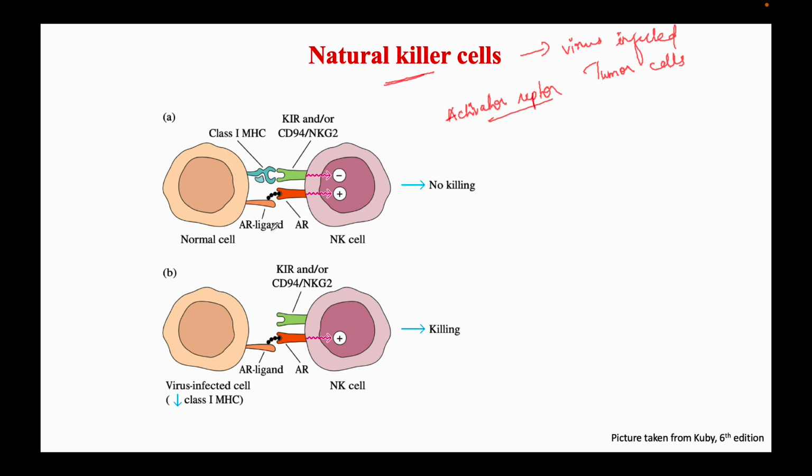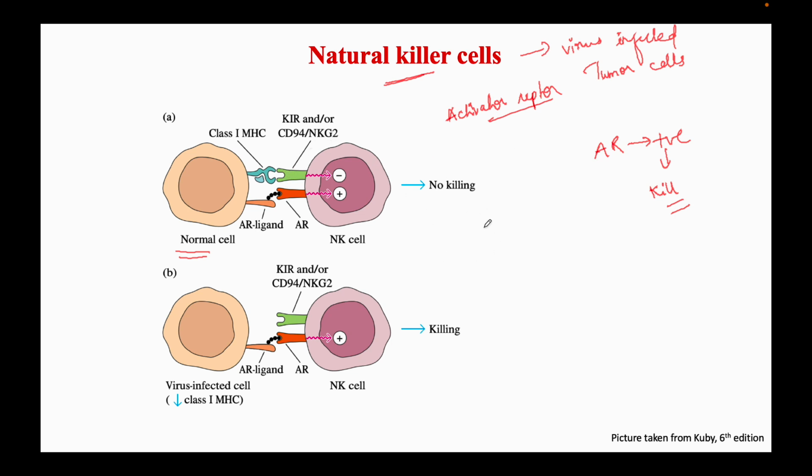The AR activatory receptor will bind to an AR ligand on a normal cell. So this is a normal healthy cell, not infected by any virus and not tumorigenic. A normal healthy cell has an AR ligand. When this AR ligand binds to the AR receptor here, it gives a positive signal to the NK cell, and since they are natural killer cells, the positive signal is to kill the cells, right? So the positive signal for the natural killer cell is to kill, and thus the cell will undergo death unless there is an inhibitory signal by KIR or CD94 or NKG2.